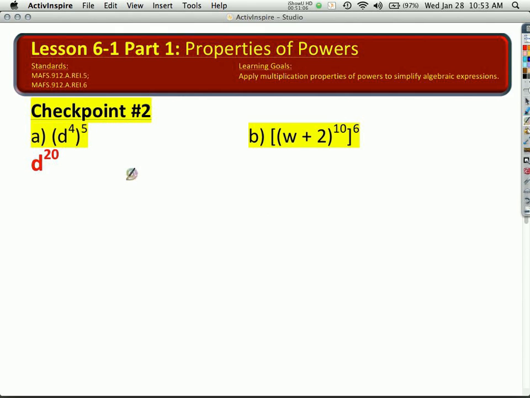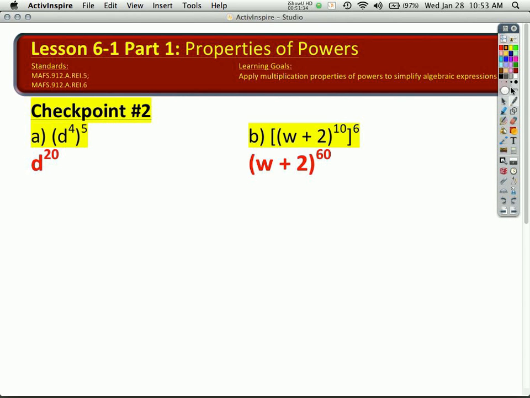What about part B? Students 13, 5, and 4. Student number 13, what'd you get? Student number 5, what'd you get? Student number 4, what'd you get? W plus 2 in parentheses to the 60th power. Anyone have any questions about power of a power? Any concerns? 2 properties down, 1 more to go, and we're going to start wrapping it all together, all in this next example.